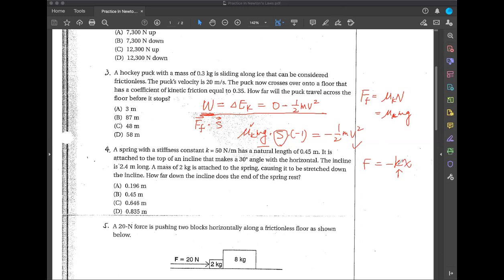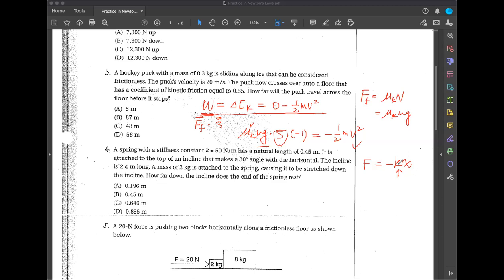It is attached to the top of the incline that makes a 30 degree angle with the horizontal. The incline is 2.4 meters long. A mass of 2 kilograms is attached to the spring, causing it to be stretched down the incline. How far down the incline is the end of the spring at rest?